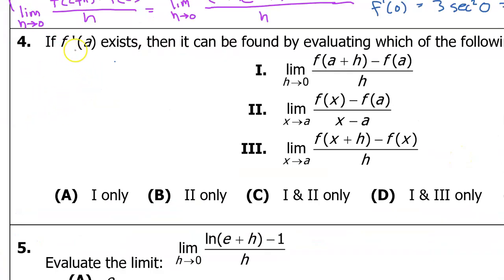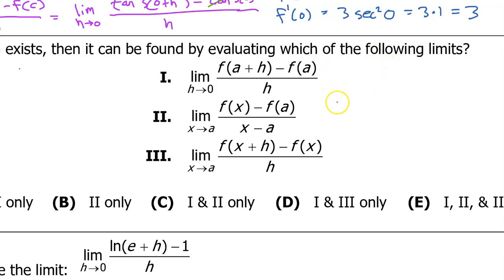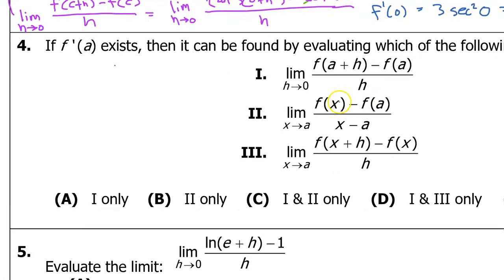Problem number 4, if f prime at 8 exists, then it can be found by evaluating which of the following limits. So this is exactly what we've been talking about. So really look through these options, and you're looking for the traditional definition of derivative or the alternate definition of derivative when we're dealing with the function f of x and the value c is a for this problem.